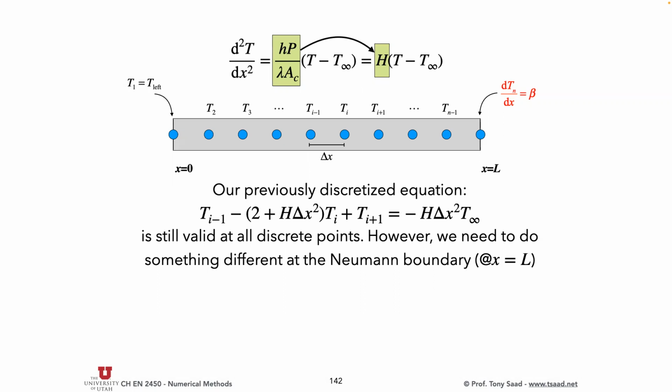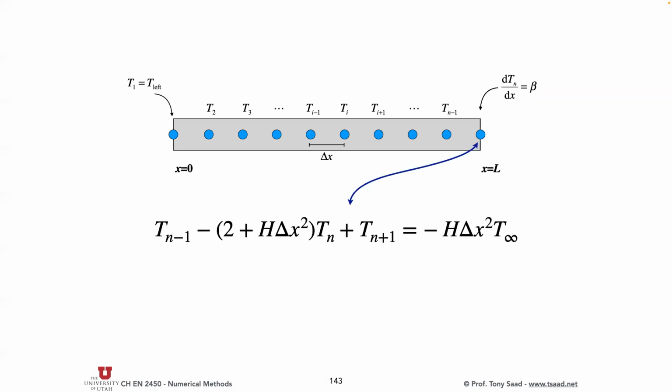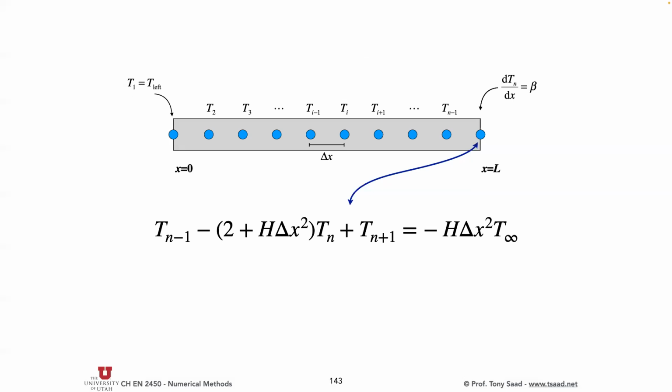Except that we need to do something different at x equal L. So at x equals 0, we know the temperature, so there's no need for an equation for the temperature. But at the right point, you don't know the temperature, you know its rate of change. So we need to do something different, okay? So what we do, we take the governing equation and also apply it at the boundary point. Okay, so that's the trick here: we actually take the full governing equation and apply it at the boundary point. That boundary point is n.